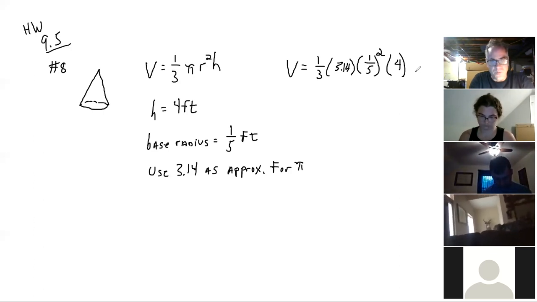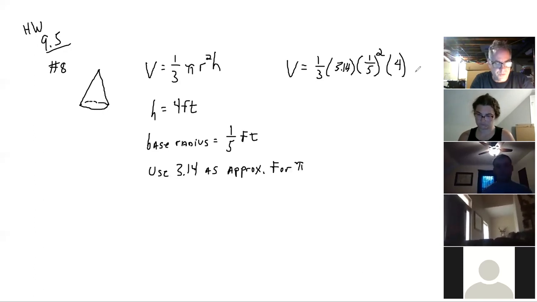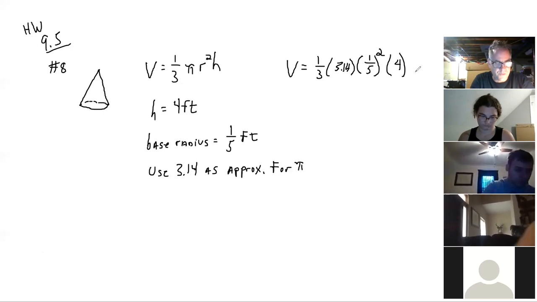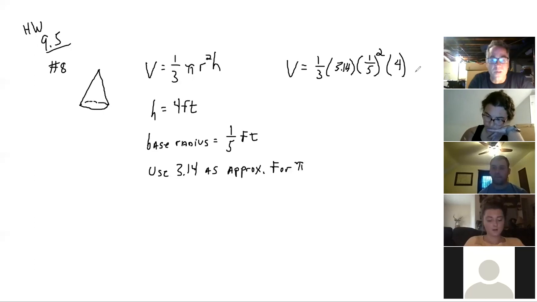But on a regular old calculator, I would just simply go 1 divided by 3. So you get 0.3 repeating, then times 3.14. And then I've got 1/5 all squared, which would be 1/25. So on a scientific calculator, I'd just say divide by 25, 1/25. And then times 4.